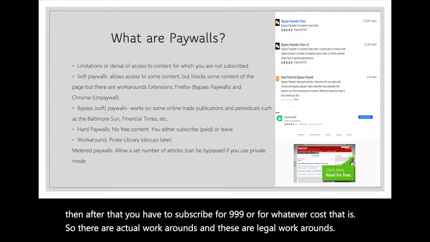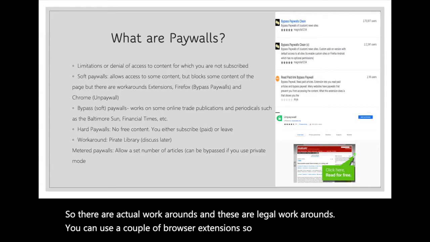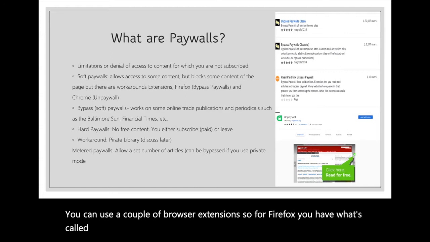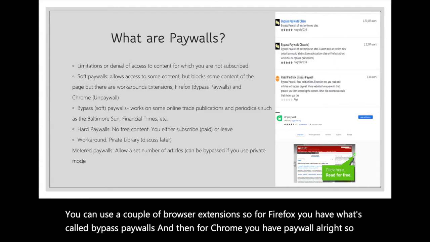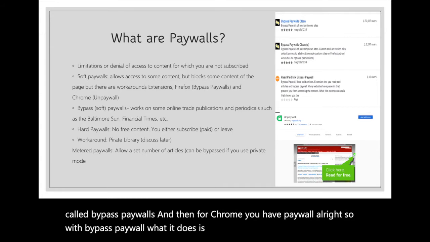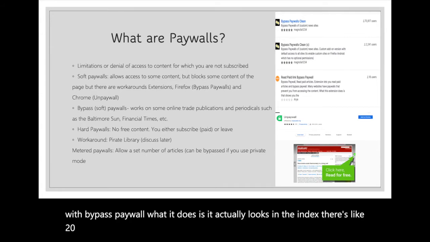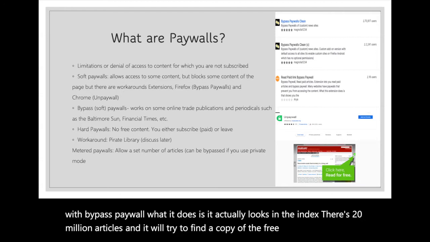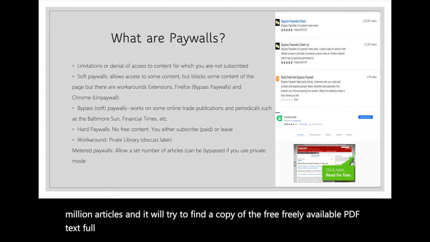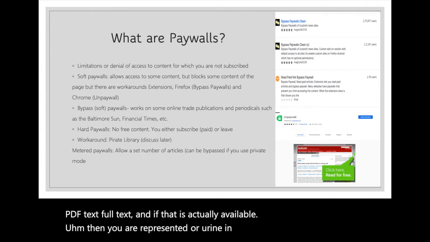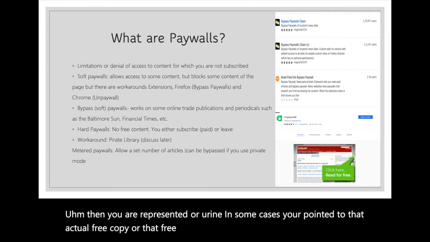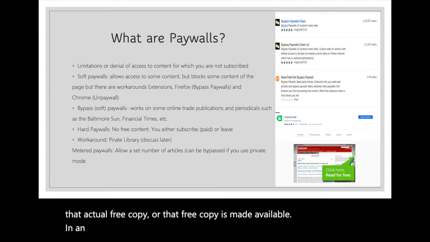You can use a couple of browser extensions. For Firefox, you have what's called Bypass Paywalls, and for Chrome, you have Unpaywall. With Bypass Paywalls, it actually looks in an index of about 20 million articles and tries to find a copy of the freely available full text PDF. If that is available, then you're pointed to that free copy, or that free copy is made available. And Unpaywall is similar in that respect.